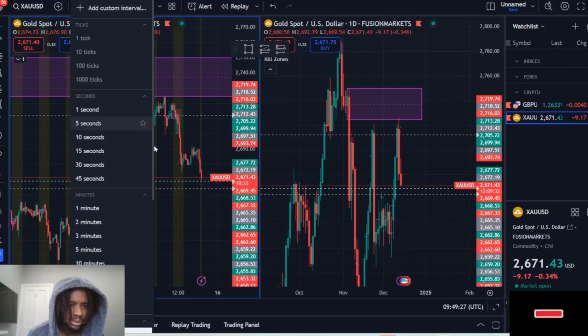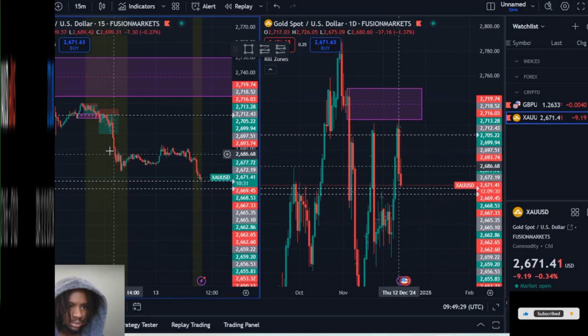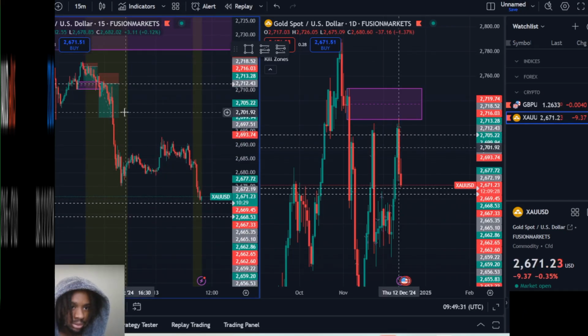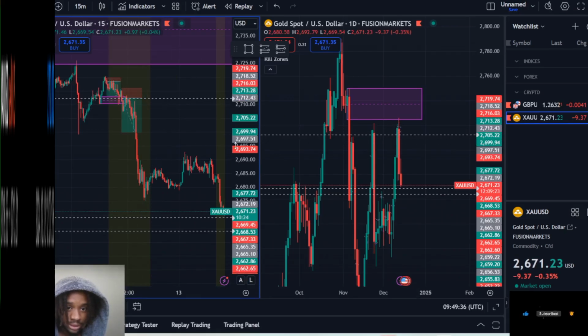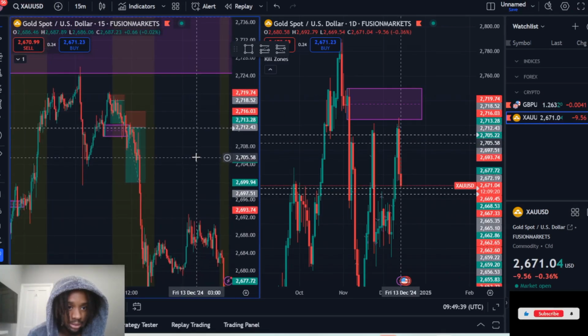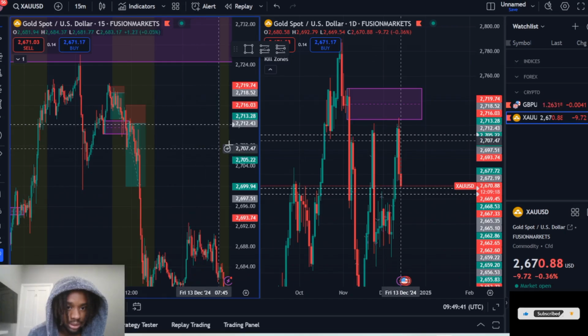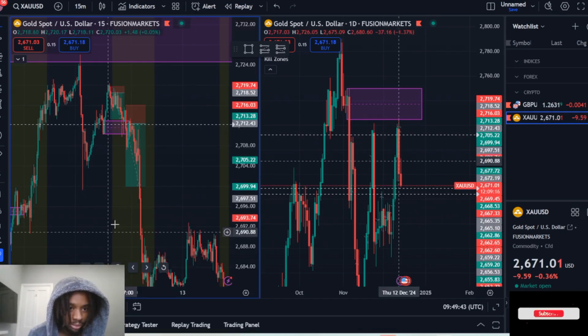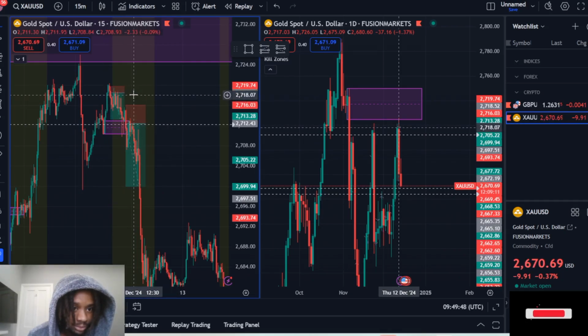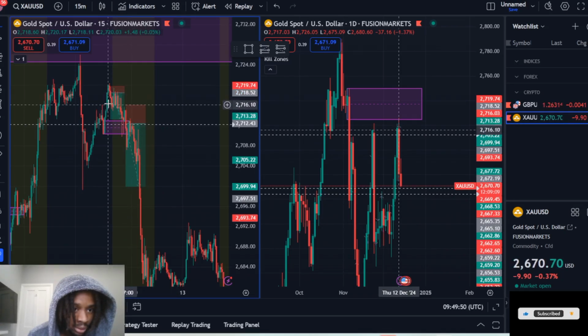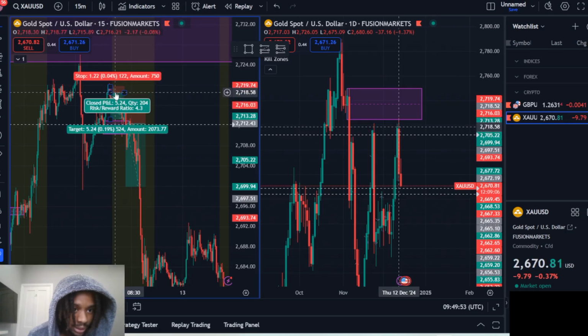Then if I go down to the 15-minute, we have the same zone on the 15-minute chart here, which we tapped into, and I got my first entry. This wasn't on my FTMO account, this was on my other account, but I'll put up the screenshot of the trade somewhere on the screen. But yeah, we tapped in, broke down, I was waiting for a pullback, and tapped in, I entered off this candle here.